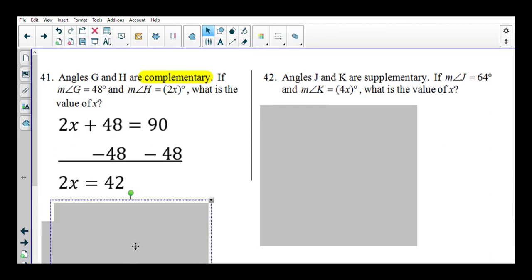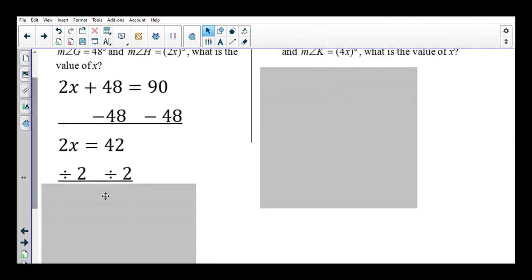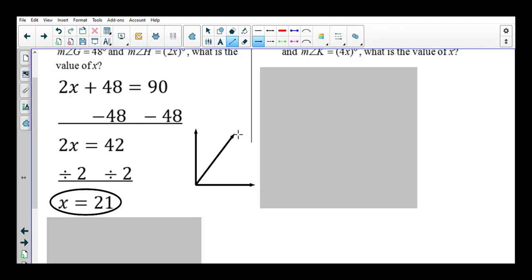So again, just using those, whoops, sorry about that, guys. Just using those inverse operations, we determine that x equals 21. Again, you could draw a picture here if we know that they're complementary. I really should put the box in here to represent this. We know, let's say, G is 48 degrees.